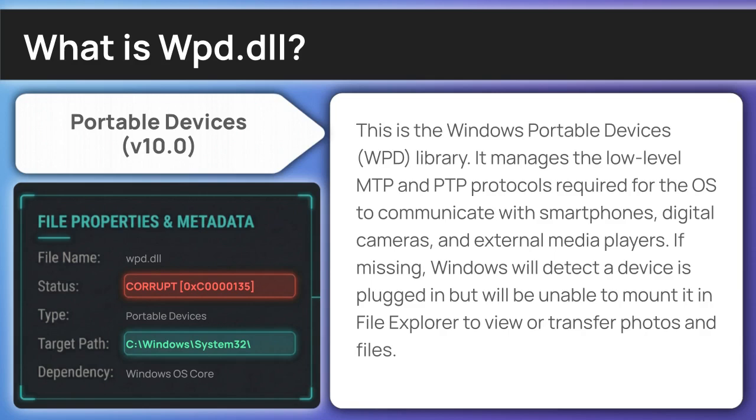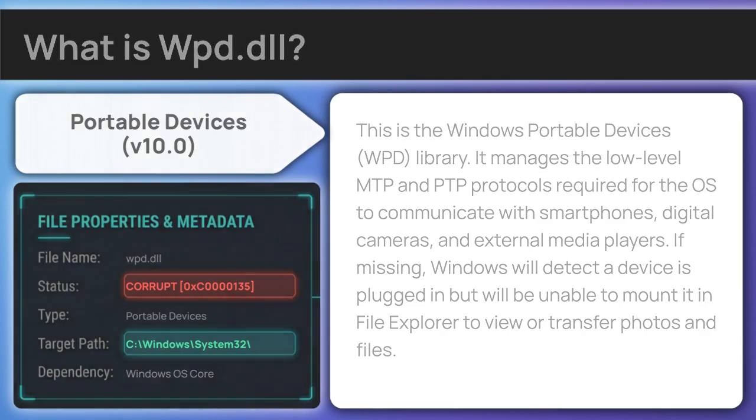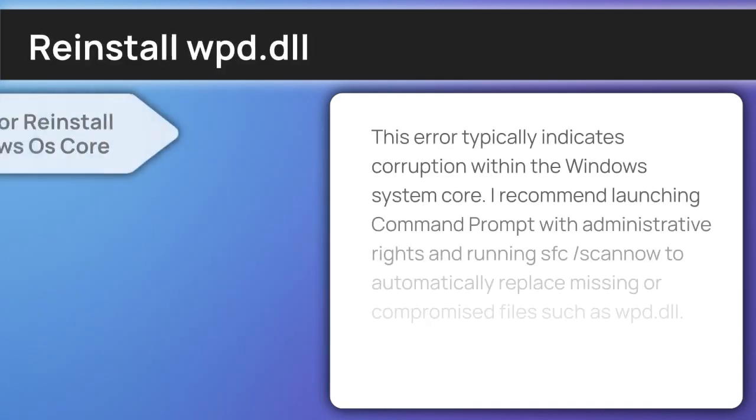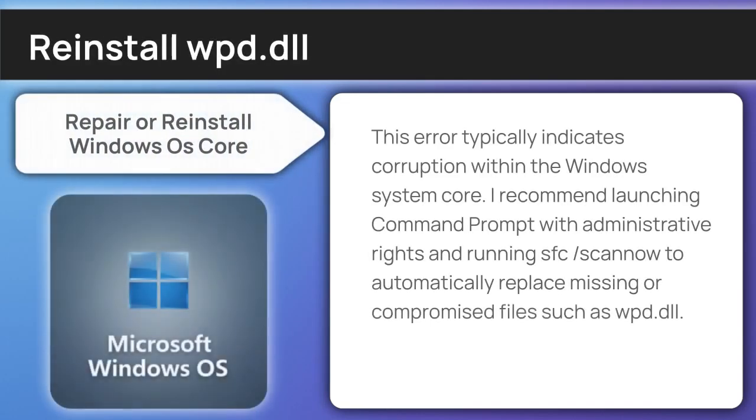With the why out of the way, let's focus on getting you running again. This is a Windows system integrity error involving a core library. I suggest using the System File Checker by running sfc /scannow in an administrator command prompt to let the system automatically heal files like the gpk.csp library DLL.